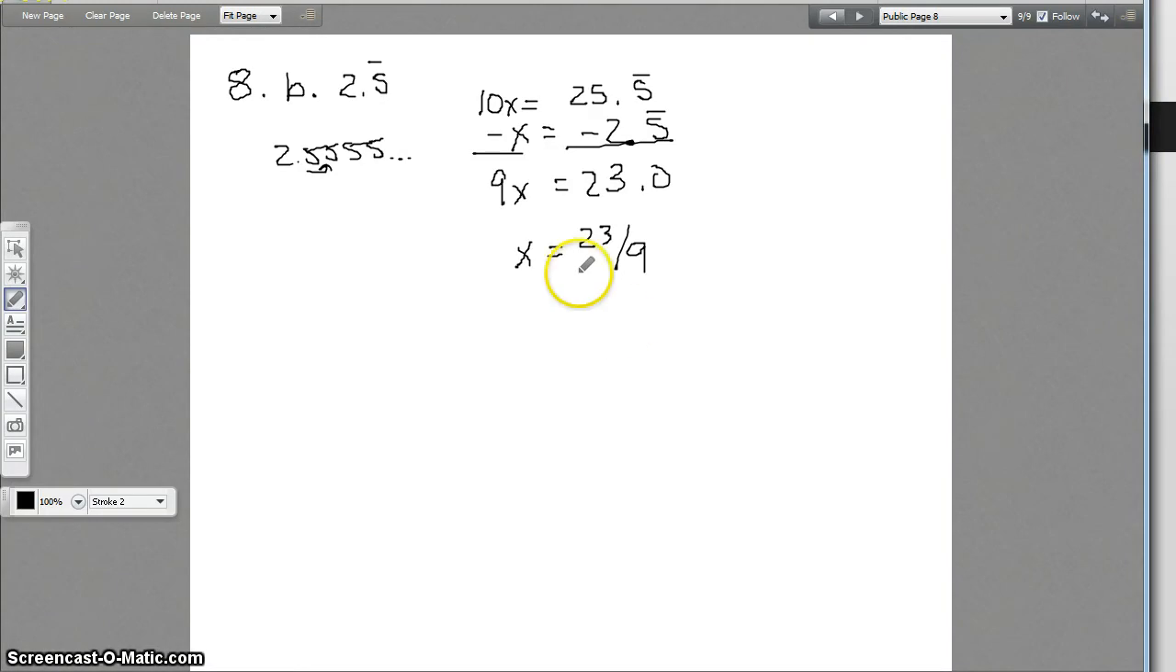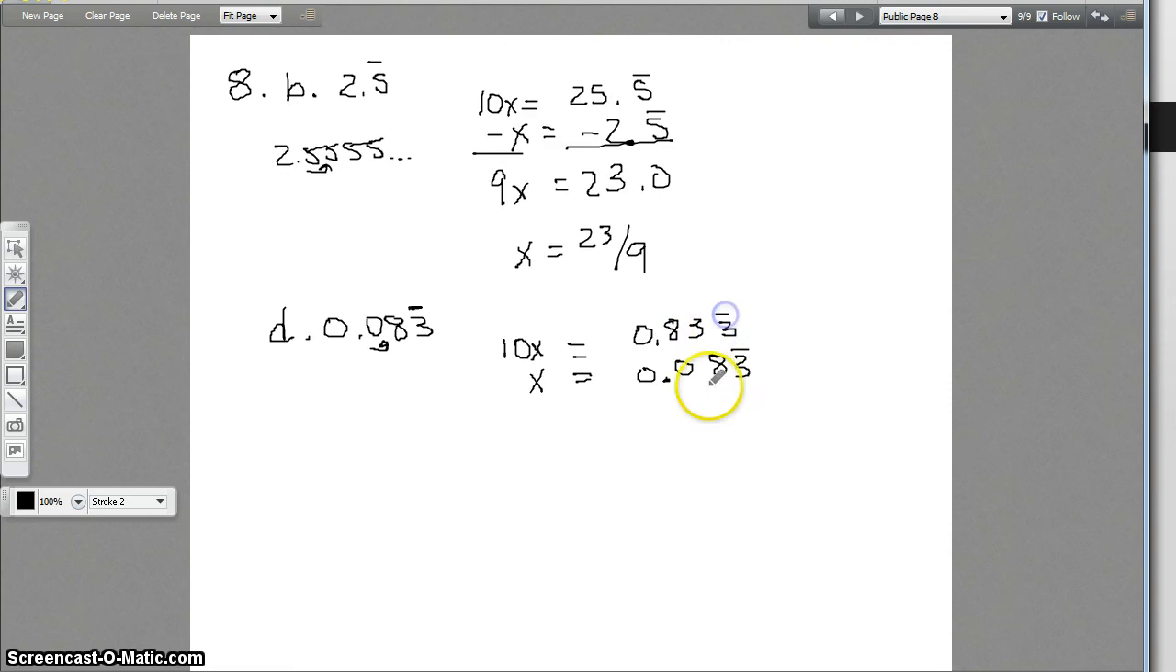So now let's look at part D. Part D is 0.083, and just the 3 is repeating. So again, we have a period of 1. So we're going to let x be equal to 0.083. And then we're going to use 10x because our period is 1, so we only need 1 zero. We're going to move our decimal place over 1 for the 10x. So what we have here is 0.83, and then our 3 repeats.